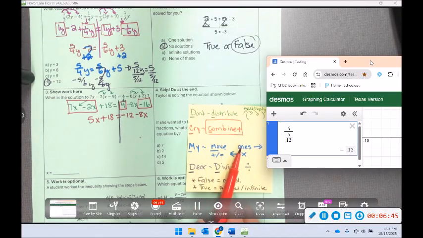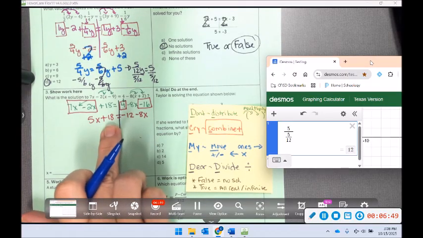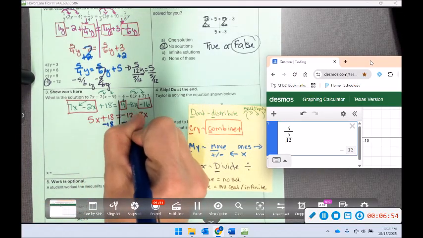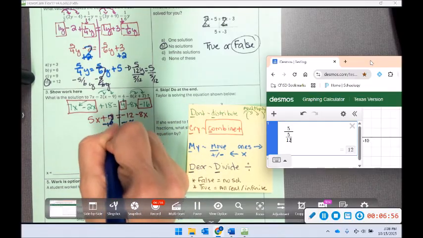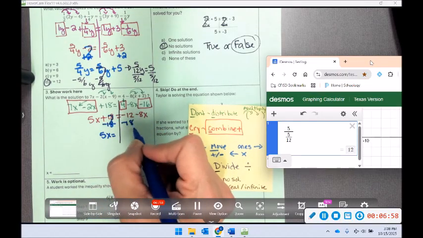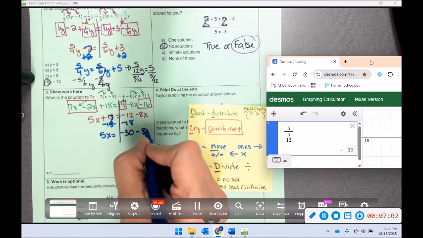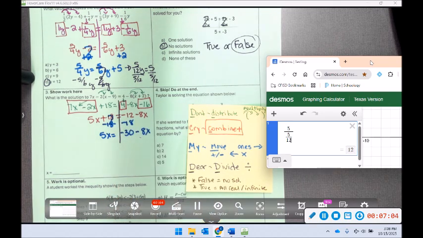Now I'm going to move all the ones to the right. So this 18 needs to go to the other side. So I'm going to minus 18, I'm going to zero it out. So 5x equals -12 minus 18 is -30. Use your Desmos if you're not sure. And then I'm going to bring down my -8x.